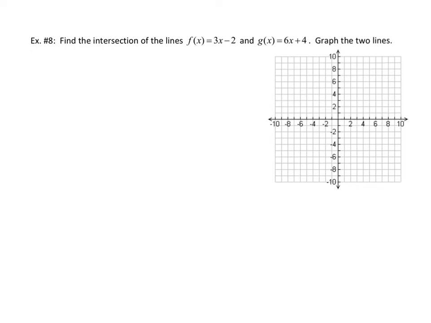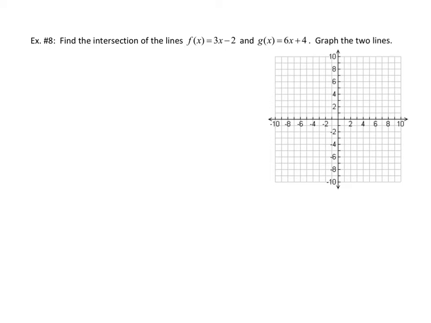Find the intersection of the lines f of x equals 3x minus 2 and g of x equals 6x plus 4, and also graph the two lines. So we're going to look at how to find the intersection of these lines both algebraically and graphically, see that we come up with the same solution either way.